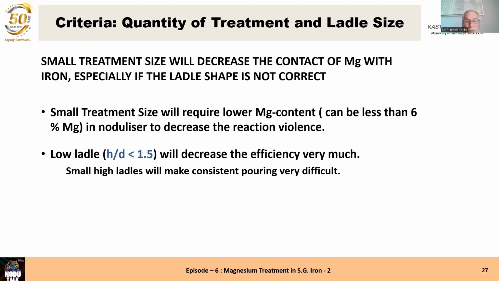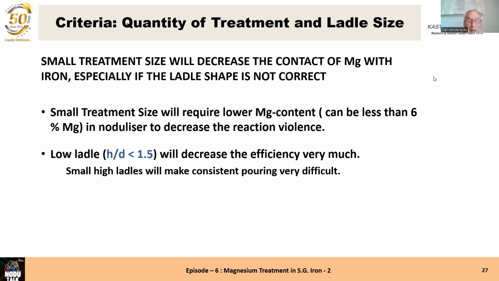Then the amount of metal and the ladle size. Small treatment size will decrease the contact of magnesium with the iron, especially when the ladle size is also not correct. And you know, we need a very intensive contact between the magnesium and the sulfur and the oxygen which is in the metal. So make sure that the lower your size of the treatment ladle is, please take a lower magnesium content, because a higher magnesium content will react more violently, and the contact will be less than when you take a lower one.